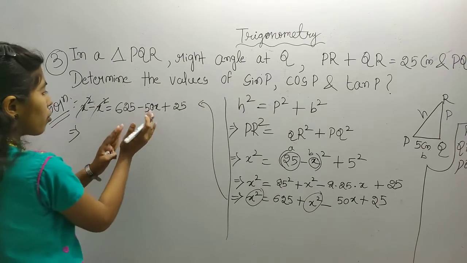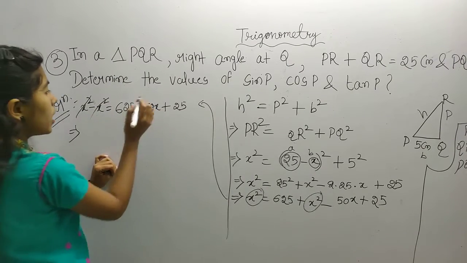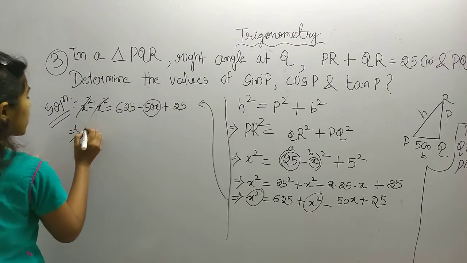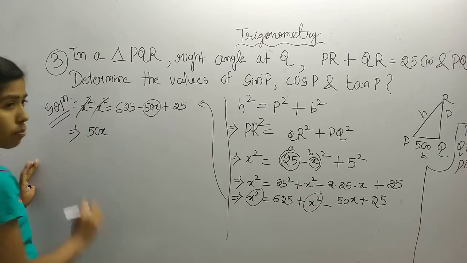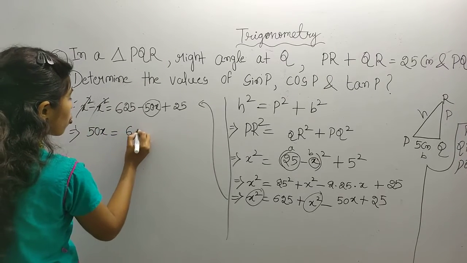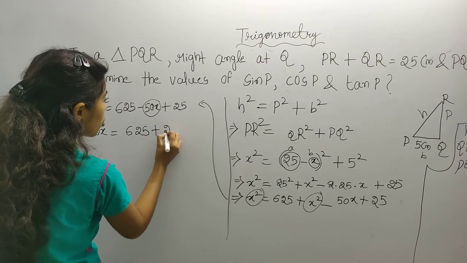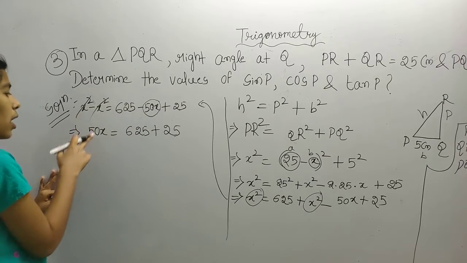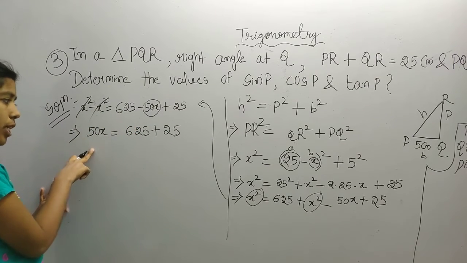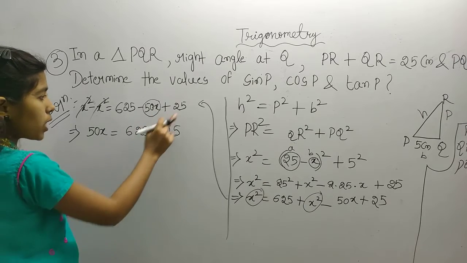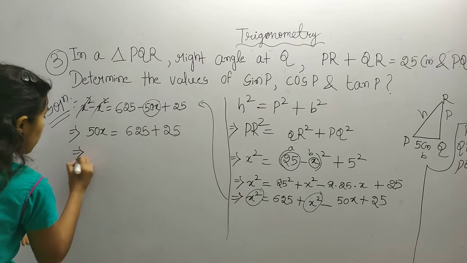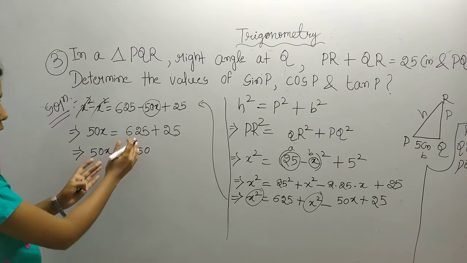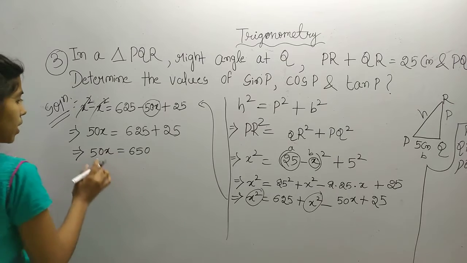That implies, after x square, this 50x is in negative sign. You bring this to the left hand side, then it will become positive sign, means 50x equals to 625 plus 25. After coming to the left hand side, it became positive sign. That implies 50x equals to 650. Right? 625 plus 25 is 650.